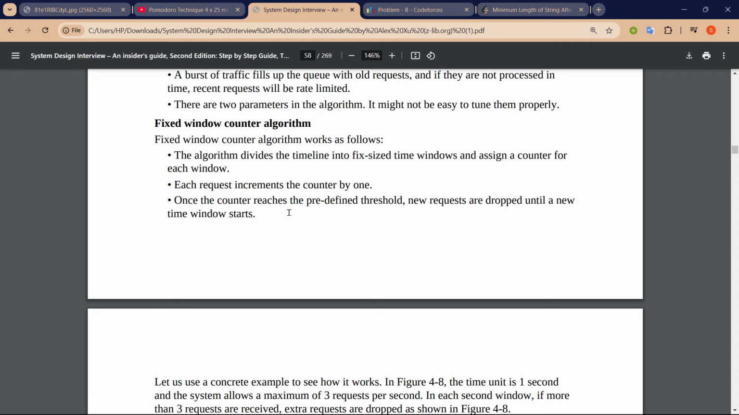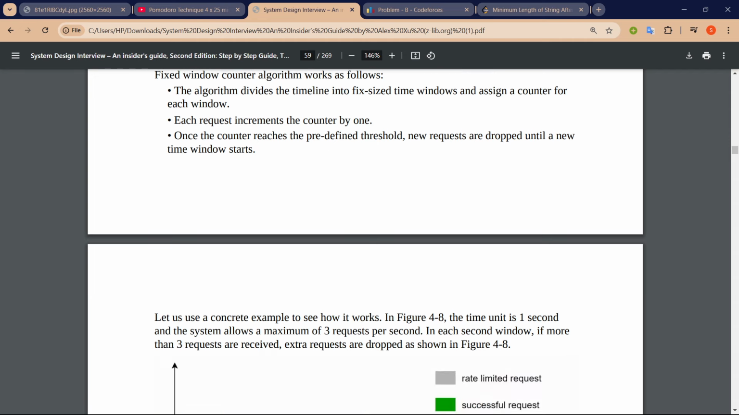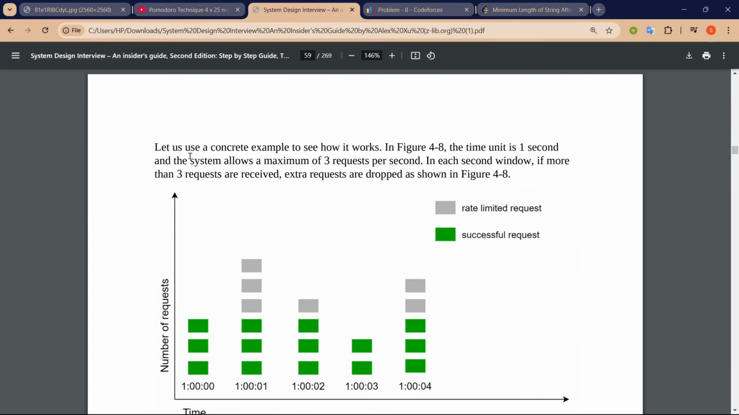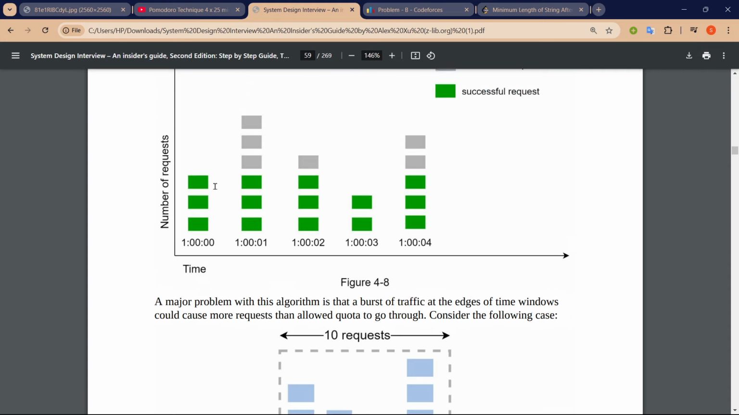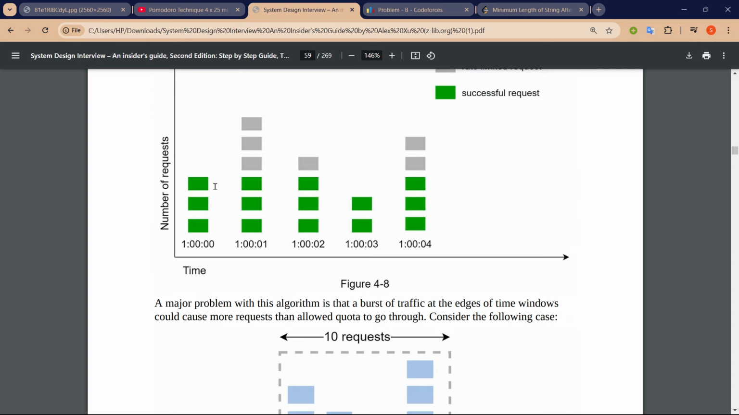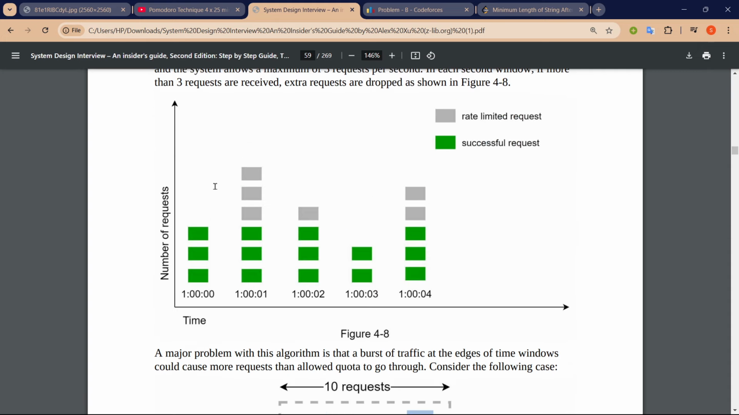Once the counter reaches the predefined threshold, new requests are dropped until a new window starts. Okay, let us use a concrete example to see how it works. In figure 1.8, the time unit is 1 second and the system allows a maximum of 3 requests per second. In each window, if more than 3 requests are received, extra requests are dropped. So these are the number of requests, and each window is of 1 second and it allows 3 requests.